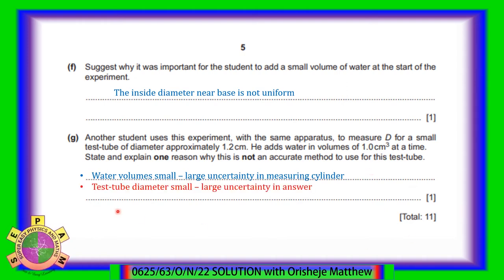The second reason, the test tube diameter is small, so you can't get an accurate reading. Then the height changes are small as you are increasing the volume, and you know that for the meter rule you are using, the smallest value you can measure correctly is 1 cm. But if you say 0.5, that is an approximate value. You are not too sure. Okay.